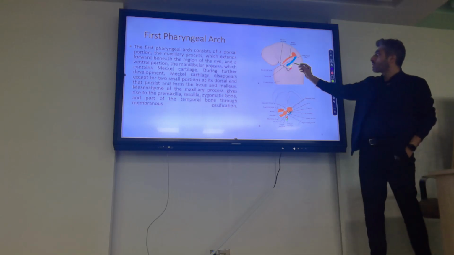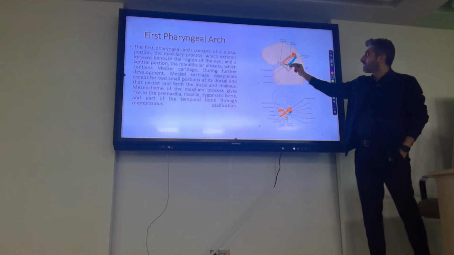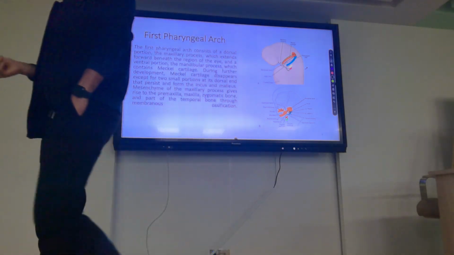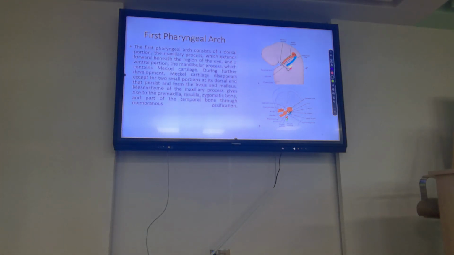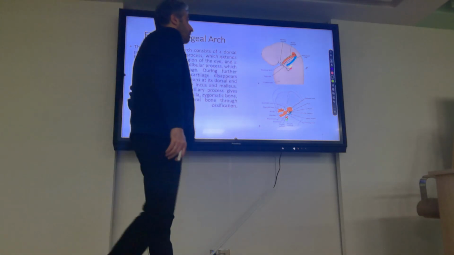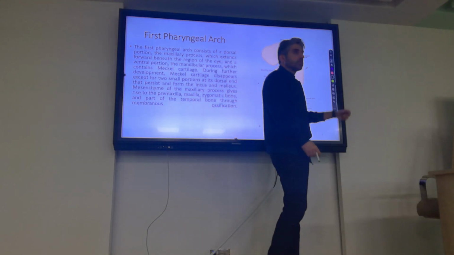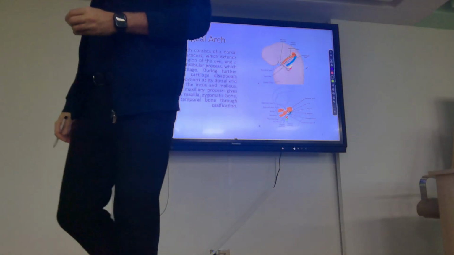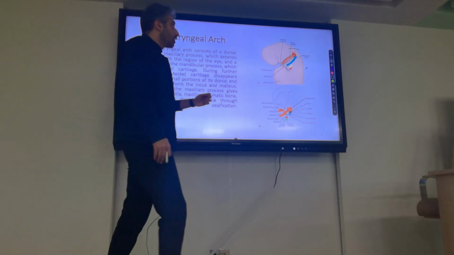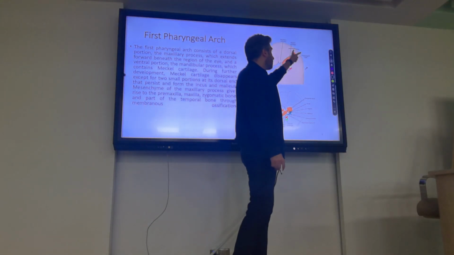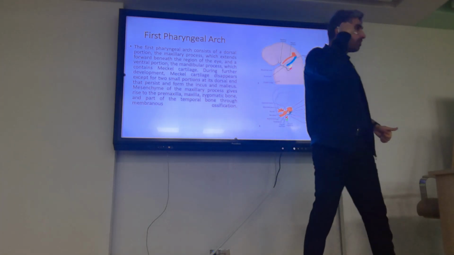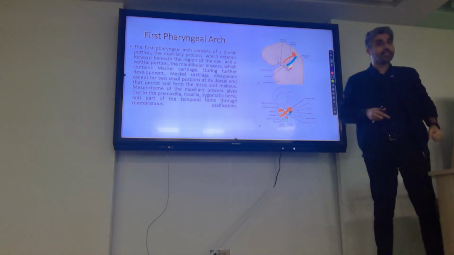First arch also has one temporary cartilage. It's not always seen in the fetus or embryo. It disappears very soon. What is the name of the cartilage? Meckel cartilage. This red color, it's in the first pharyngeal arch. It will disappear very soon, but the end of the Meckel's cartilage can make 2 ossicles in the middle ear, malleus and incus.